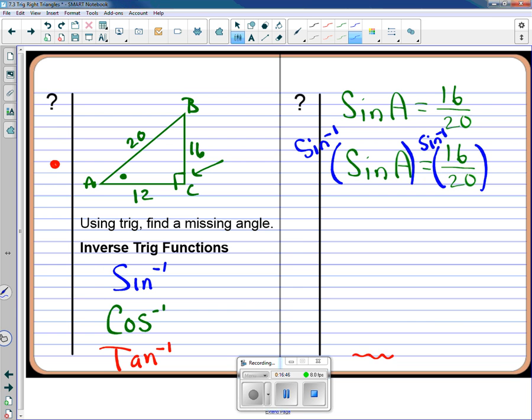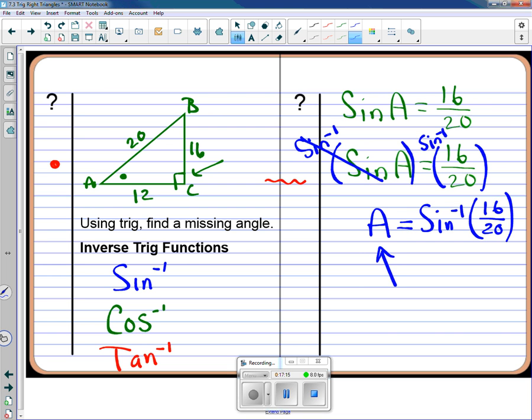Very important. Do not put this sine inverse on this side of the parentheses. It is not correct and you'll lose points. I want you to make sure it's over here on the left. It gets scrunched here and it's difficult, but it's no problem. It's only going to last here for a second. So sine inverse and sine cancel each other out because they're opposite. I'm left with A all by itself, which is the unknown, equals sine inverse, parentheses, 16 over 20.